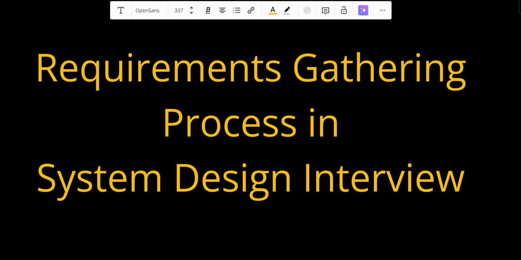So the requirements gathering is the foundation of system design. It's the process where we identify, analyze, and document the needs of stakeholders to ensure the final system meets their expectations. In other words, it's about figuring out what needs to be built and why. This is what this whole process is about.